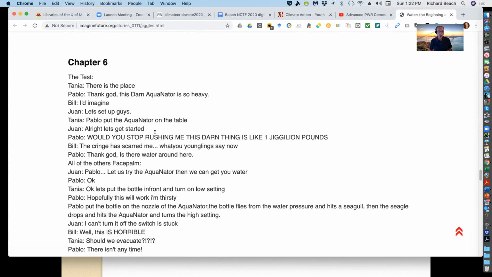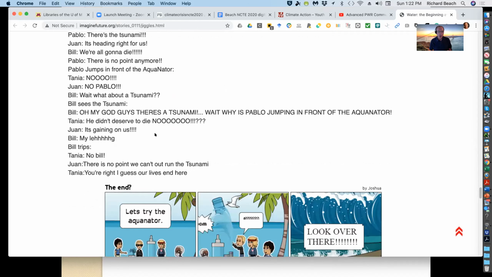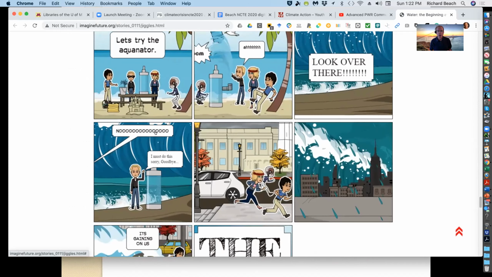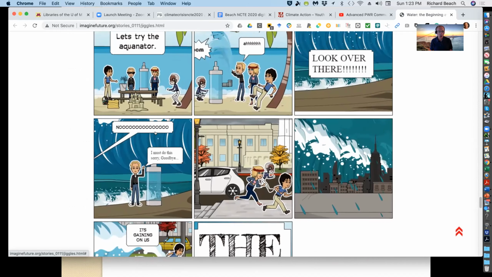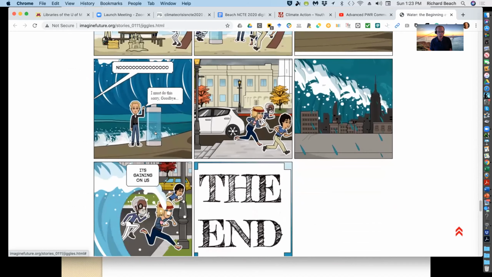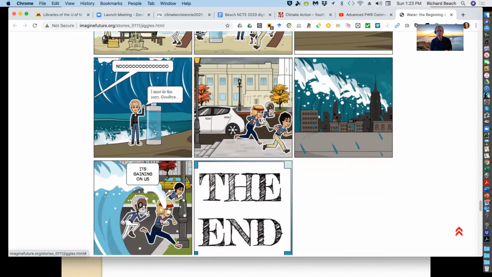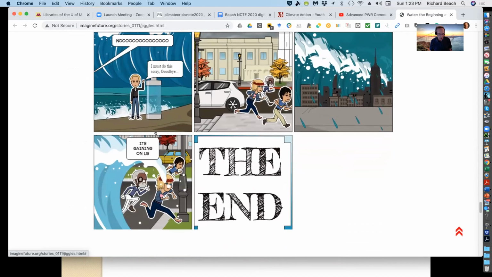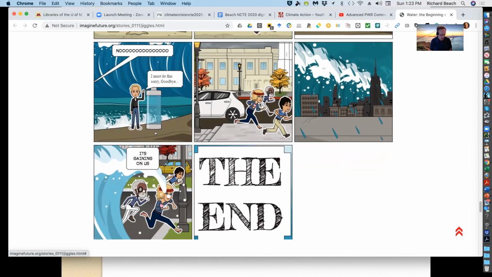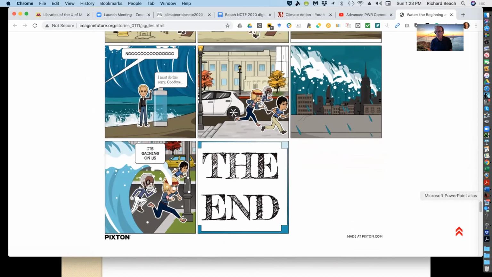And then they said, oh, let's try the aquifer. Oh, and then look over here. Oh, sorry, the aquifer didn't work, and it resulted in more problems. So that's an example of the digital story that they created.